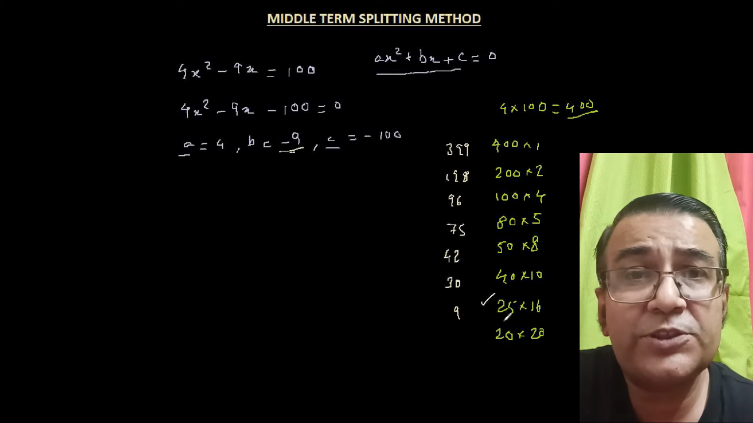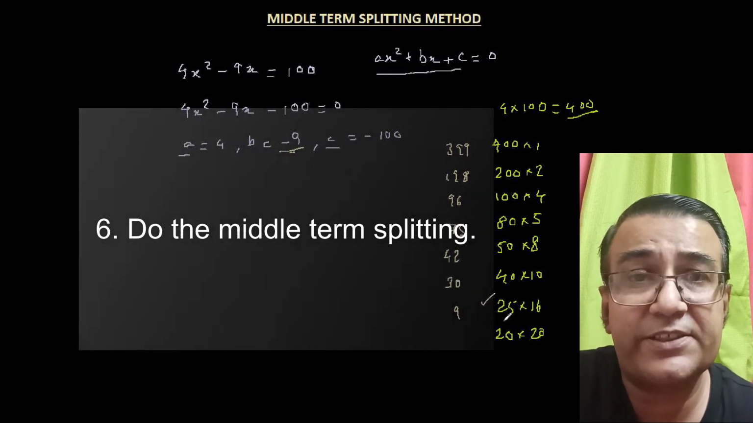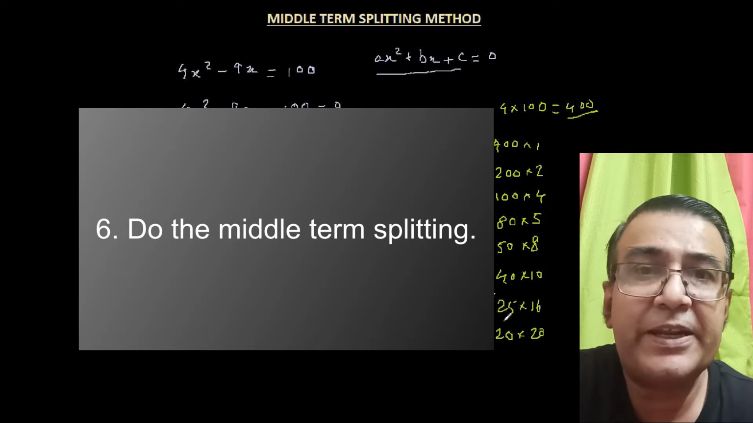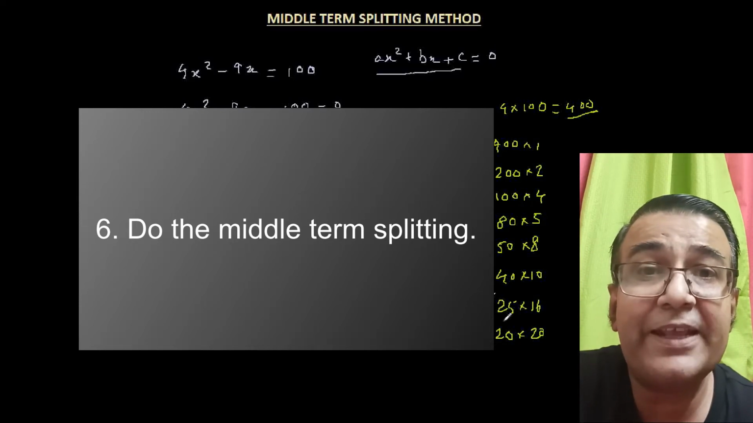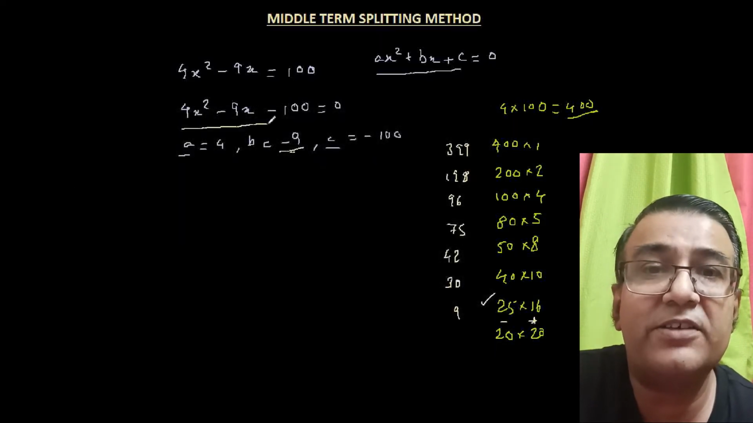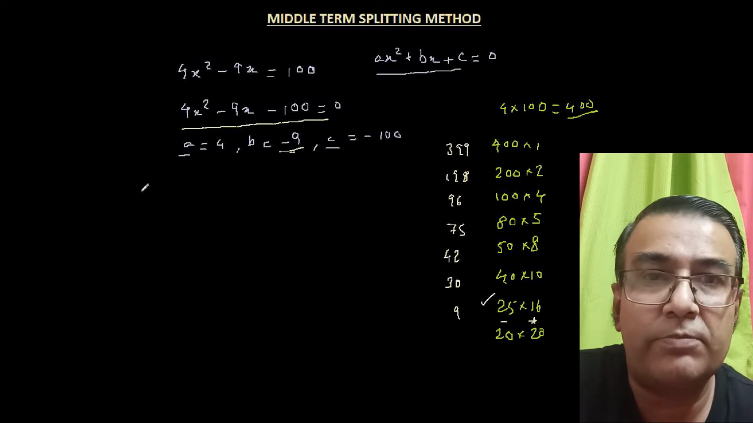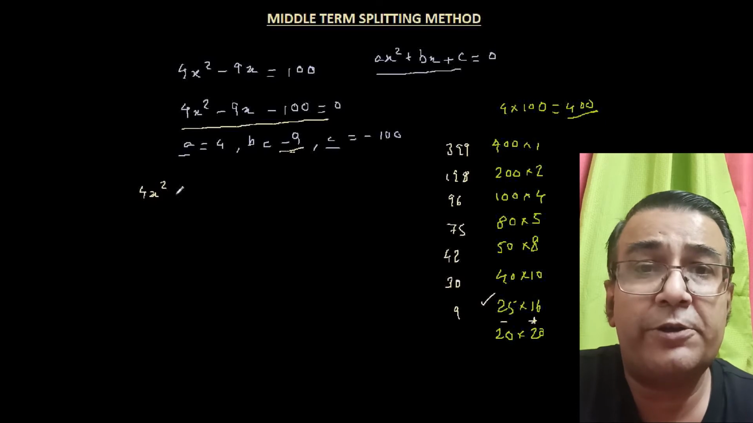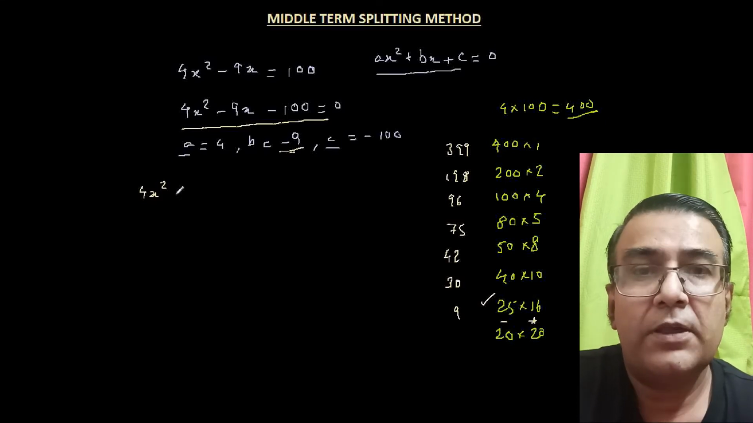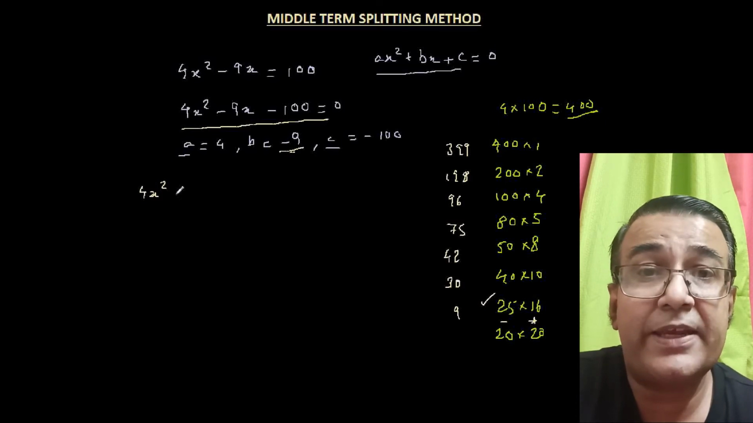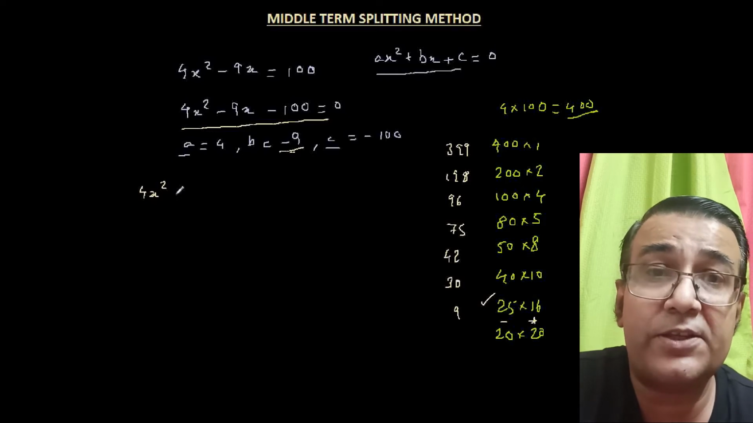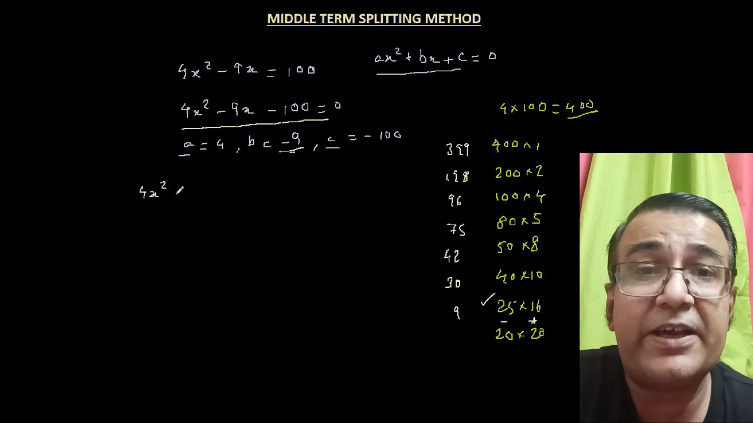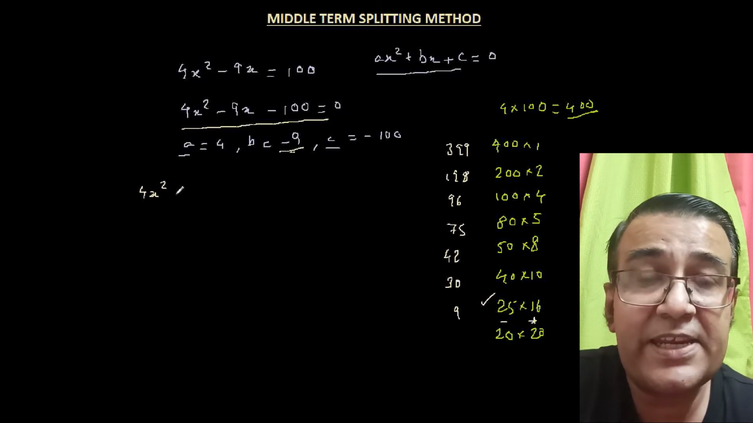Now once we have chosen the factor product, step number 6 is to do the middle term splitting. Middle term splitting basically means splitting the middle term into a sum or a difference of two terms. So we can write it as 4x squared, and this 9x we are going to split into two terms now. Because we had minus 9x and 25 and 16 is what we are going to use, obviously we'll have to choose 25 as negative and 16 as positive.